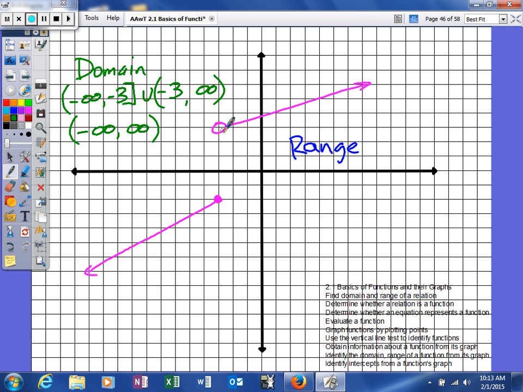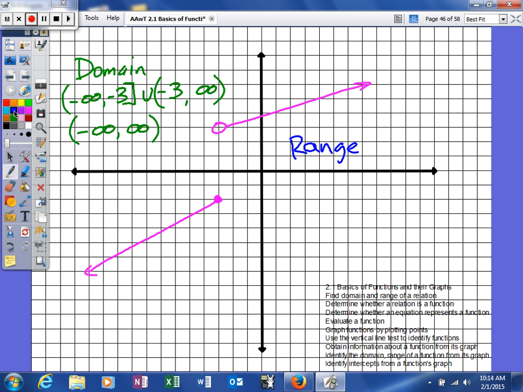Now, if for some reason these two didn't overlap, and let's say this graph started over here, then you would need to put both of these intervals. But because they actually are connected from negative infinity to -3, well, -3 is included, and then from -3 to positive infinity, that's going to be all real numbers.